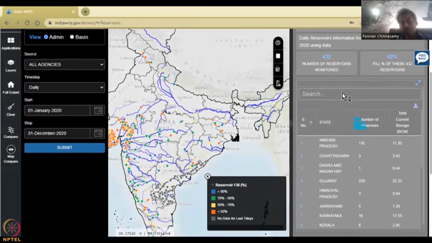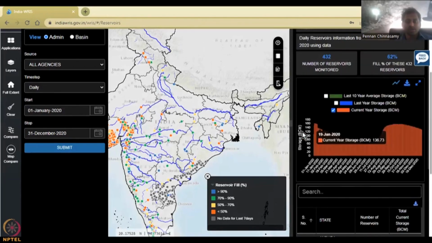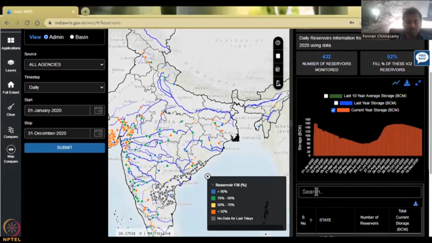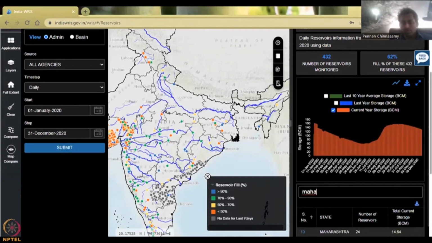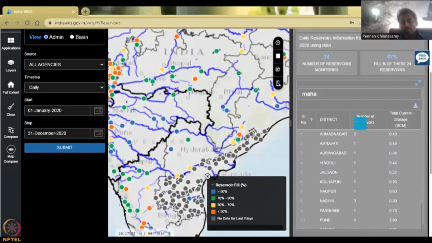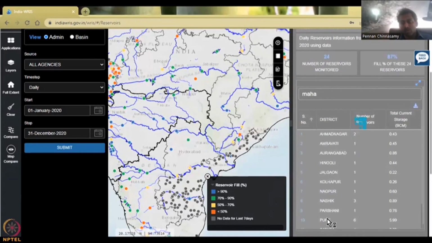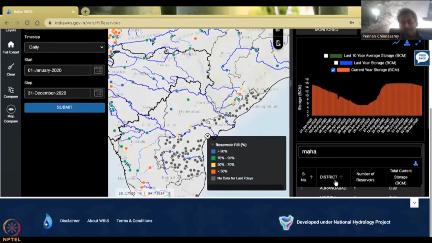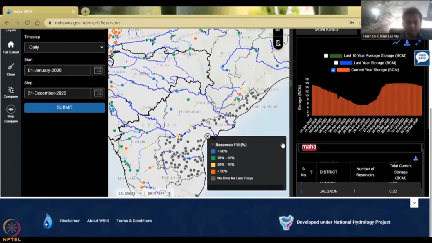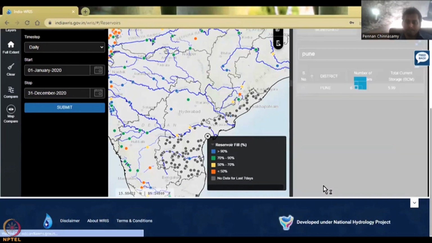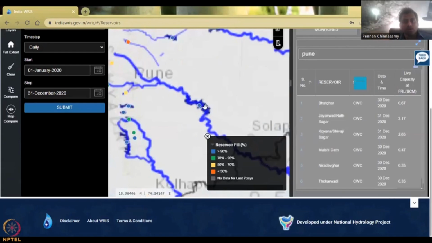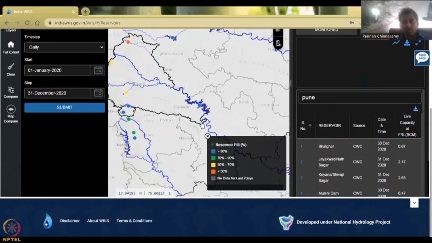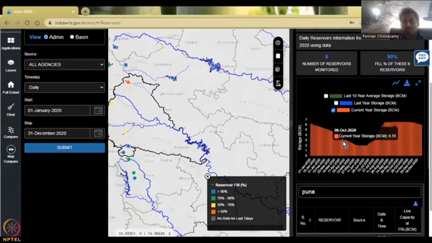I'm just going to quickly run through the Bhima reservoir. Because it is daily, it does take some time. You can see how many data points it has. Okay, number of reservoirs. I'm going to go to Maharashtra again. Click Maharashtra, and then I'm going to click Pune. There are 6 reservoirs. The data is showing up. You can see the blue color coming up with the Koyna. I'm just going to click the reservoir to see what is the name and what is the data.